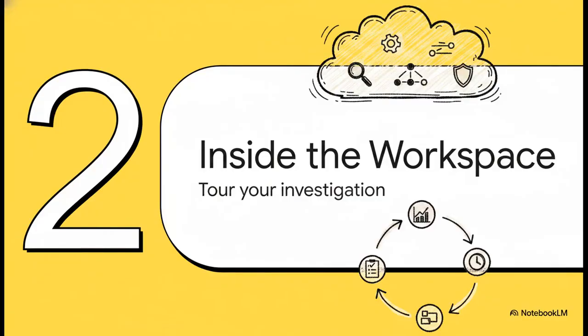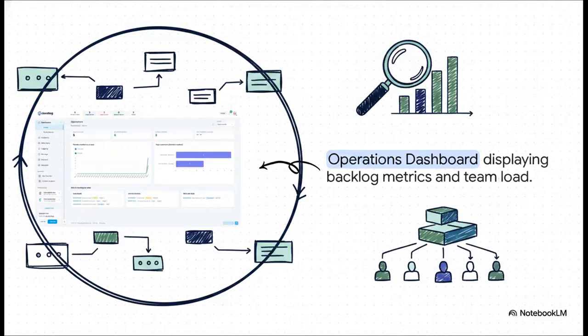Moving on to part 2, inside the Cloudlog workspace. Let's take a categorical tour of your new investigation hub. Starting with the high-level view, we have the operations dashboard. If you're a manager or a team lead, this is your command center. You can instantly see your open backlog, tickets created versus closed over a specific period, and crucially, you can monitor team load. You get this real-time pulse of system health and can see exactly who is working on what, ensuring that no single assignee gets overwhelmed with urgent bugs.